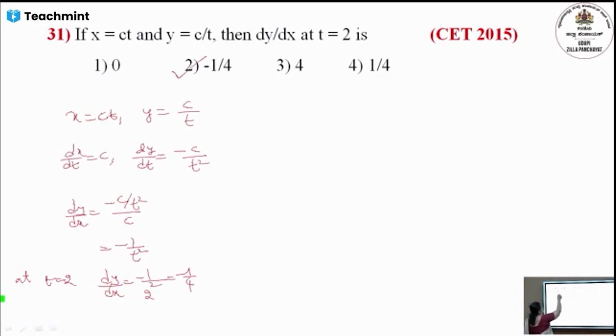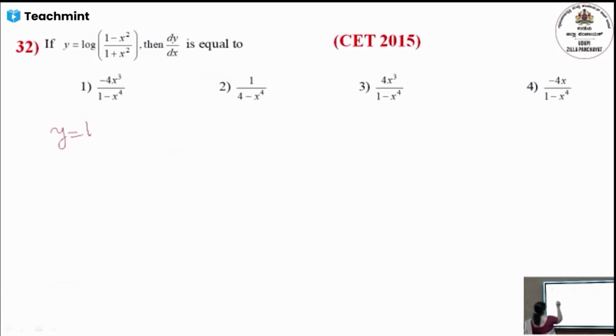Here again, I need not eliminate t from x and y. It is simple to see ct, c by t, I can easily differentiate. You can also connect x and y, but it is not required. But the answer you can do at t equal to 2. Let it be in terms of t. Derivative of x with respect to t is c, y with respect to t is minus c by t squared. c, c cancel, minus 1 by t squared remains. Put t as 2, you get the answer.